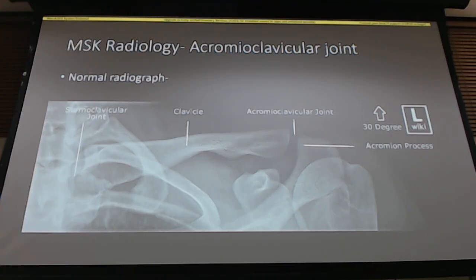Good to go? Okay. Do we have any radiology techs in here shaking their head? No radiology techs in here? No, nobody wants to fess up.